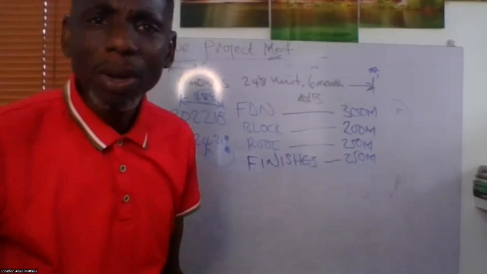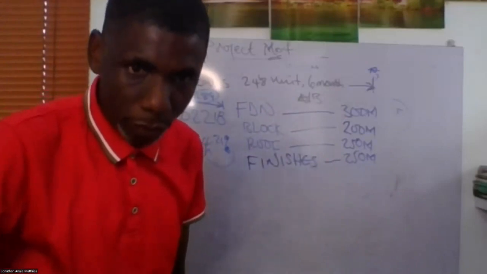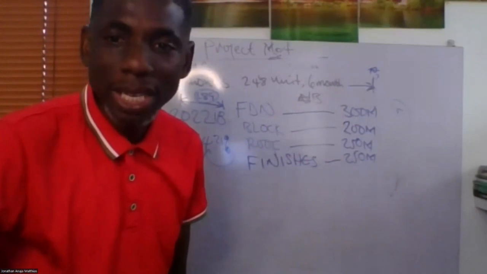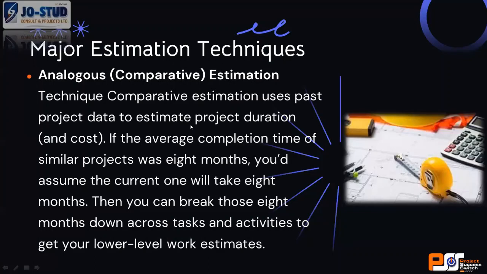Now, I've not asked for drawings. I've not asked the QS to do a bill of quantities, but already I have a rough estimate. This type of estimate is called an analogous or comparative estimate.